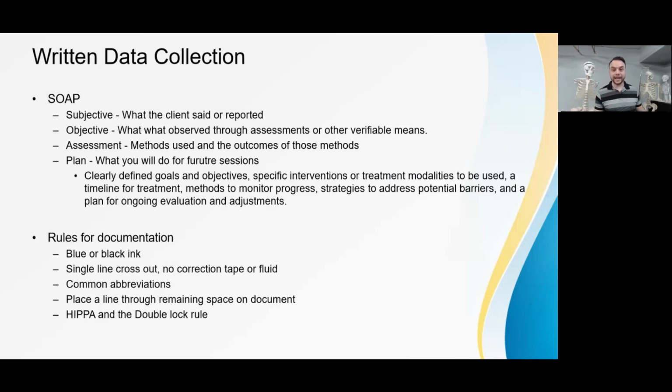Objectively, I saw they're in a cast and they had an x-ray of their broken arm dated, you know, three to four weeks ago. I'm going to assume that arm's broken, right? So objective, verifiable information goes in that section. Now, assessment as a category for SOAP notes is probably the hardest section, because assessment isn't necessarily actual assessments. It's more the methods that you used and the outcomes of those methods.